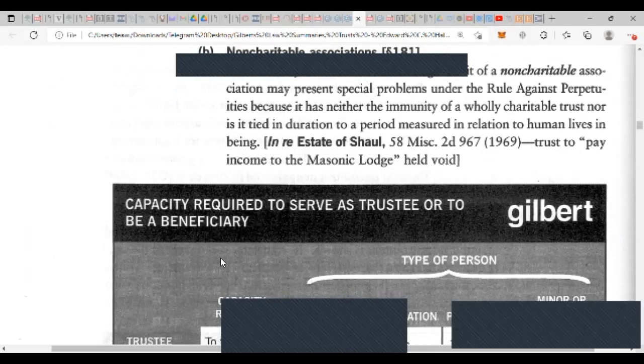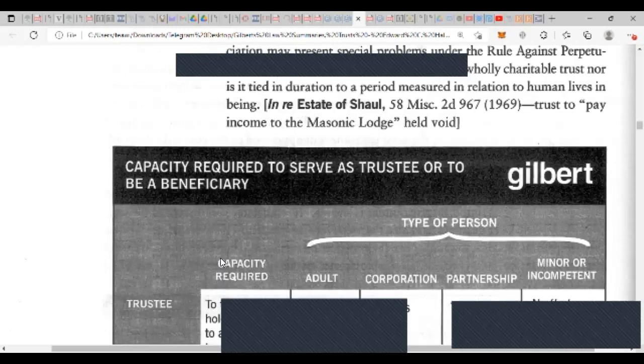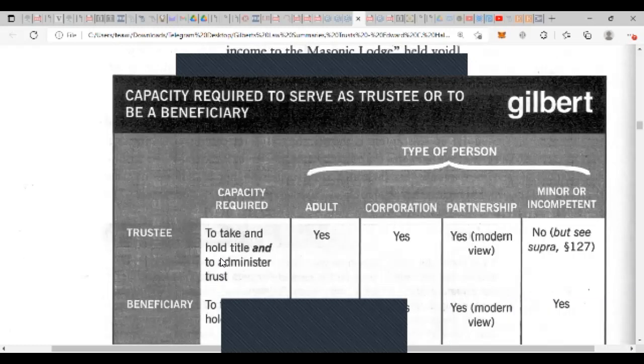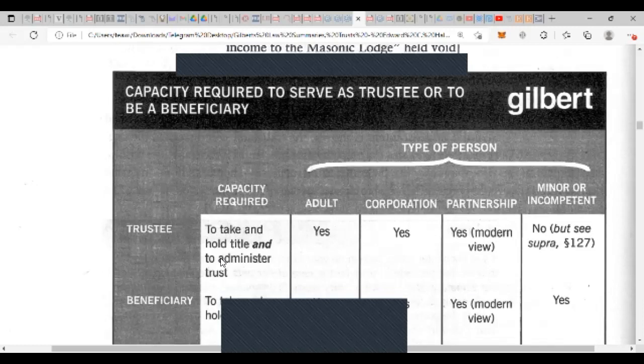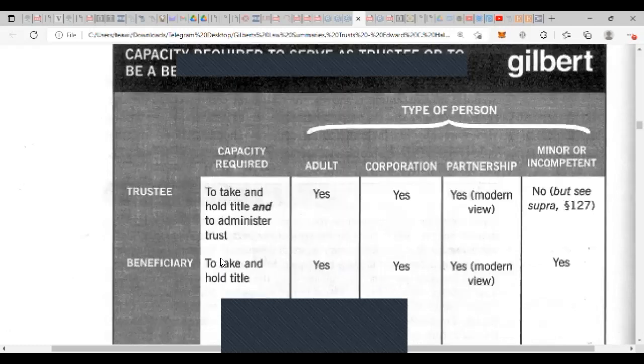In re Estate of Shaw, 1969, a trust to, quote, pay income to the Masonic Lodge, held void. Capacity required to serve as trustee or to be beneficiary. Type of person. So you have type of person, the trustee over here, beneficiary.